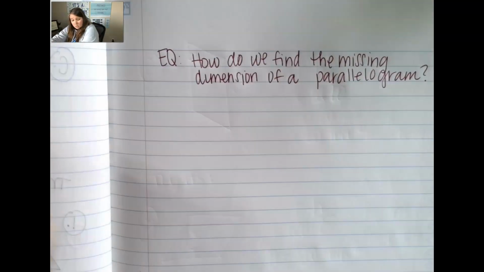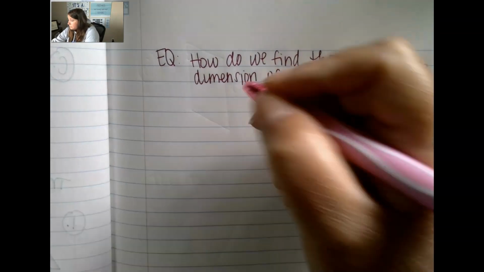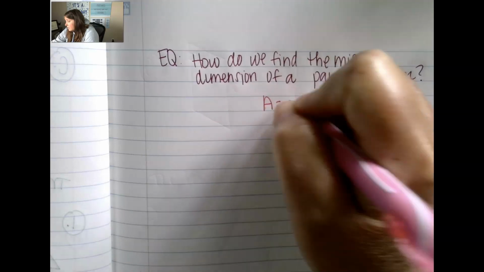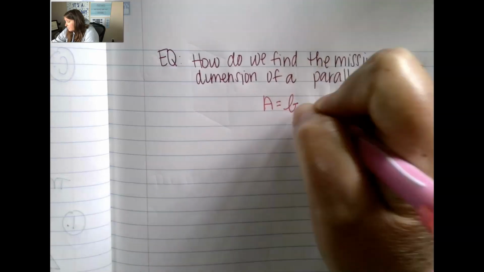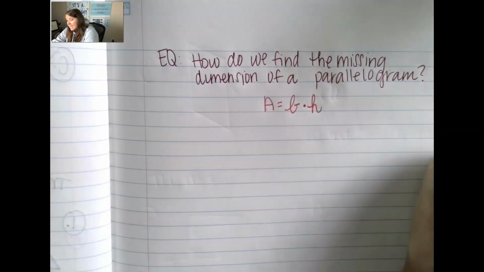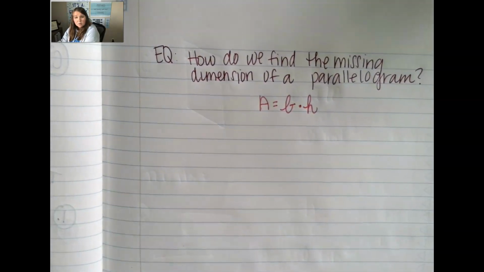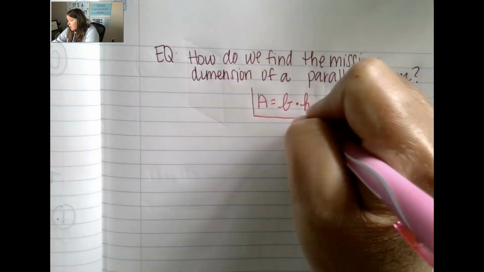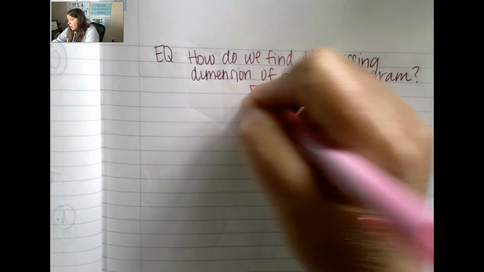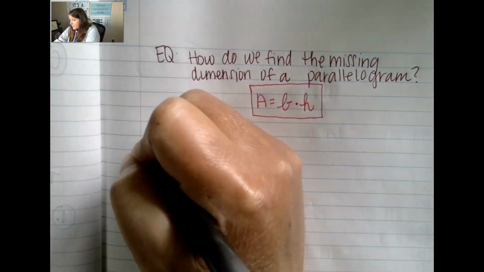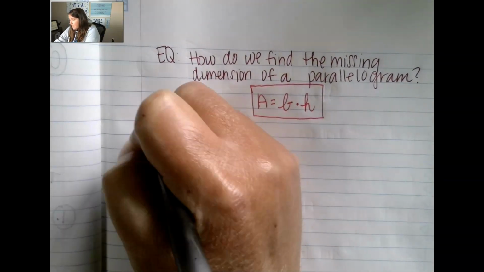So we're going to continue to use our formula of area equals the base times the height. That's our formula, and we're going to continue to use this formula to solve any and all problems. So let's go ahead and take a look at problem A.